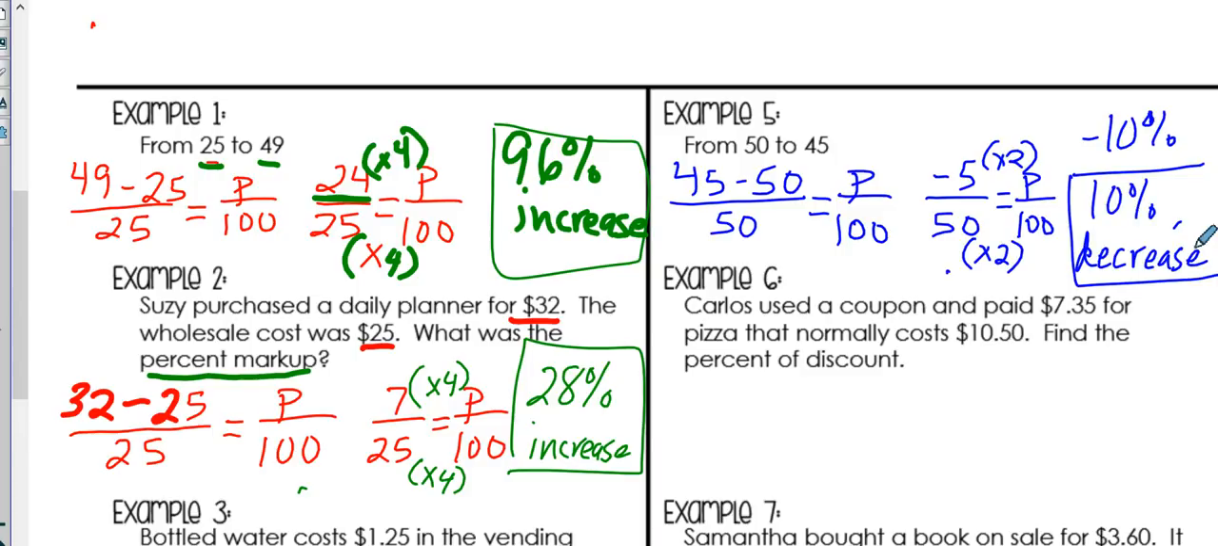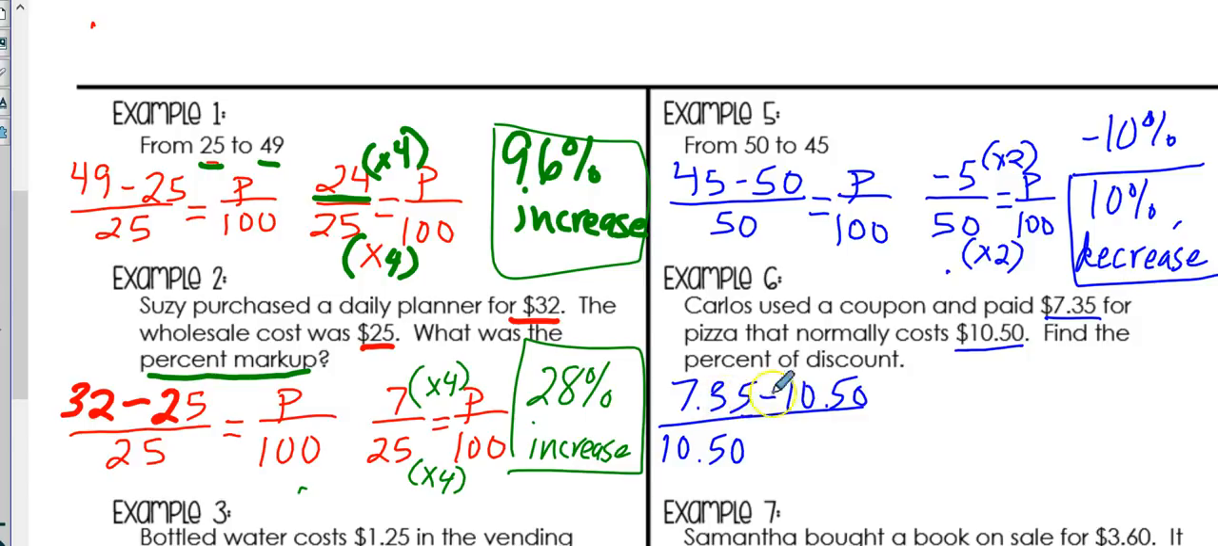Okay, let's go on to example 6. Carlos used a coupon and paid $7.35 for pizza that normally costs $10.50. All right, so again, what's really important is we have to figure out what the original was. That goes on the bottom. But we're going to take our new, which is what he paid. So that's our $7.35. We're going to put that over the amount that it normally costs, which is $10.50. That's our original. We're going to subtract $7.35 minus $10.50 to get the amount of change.